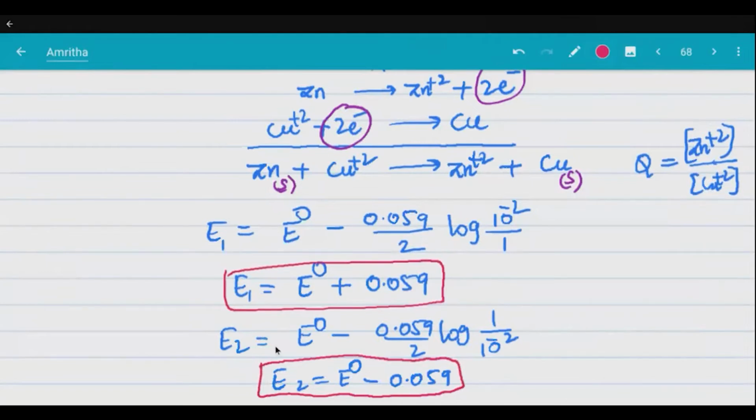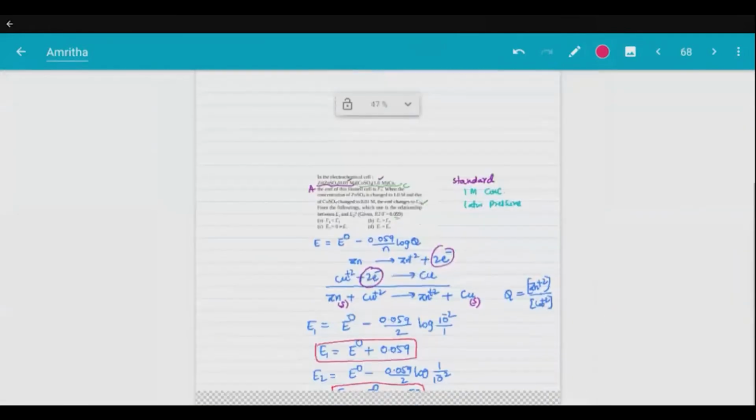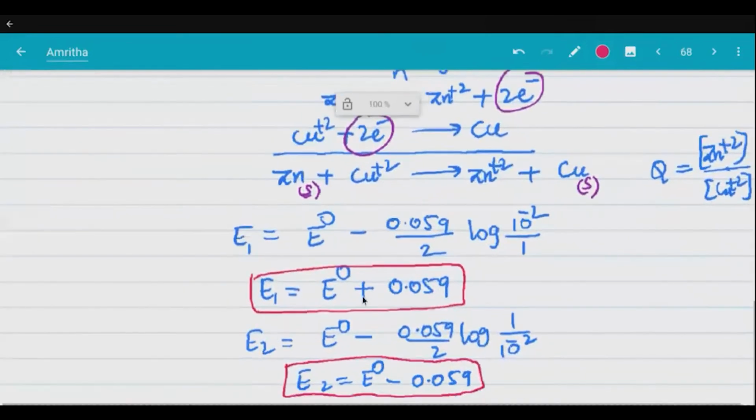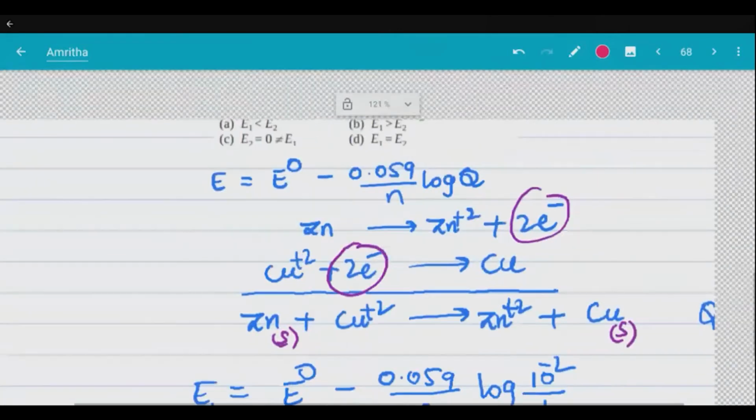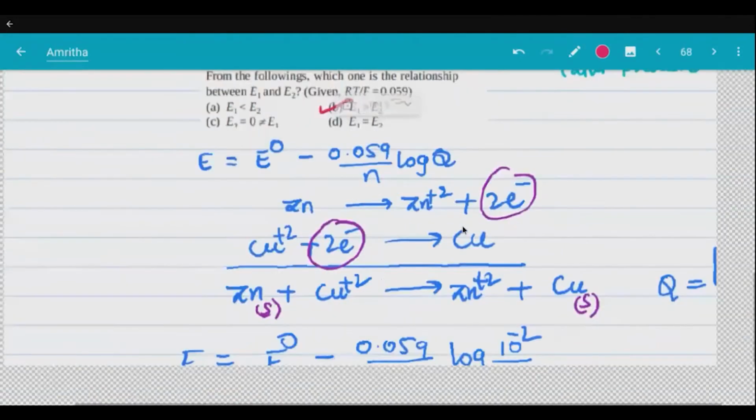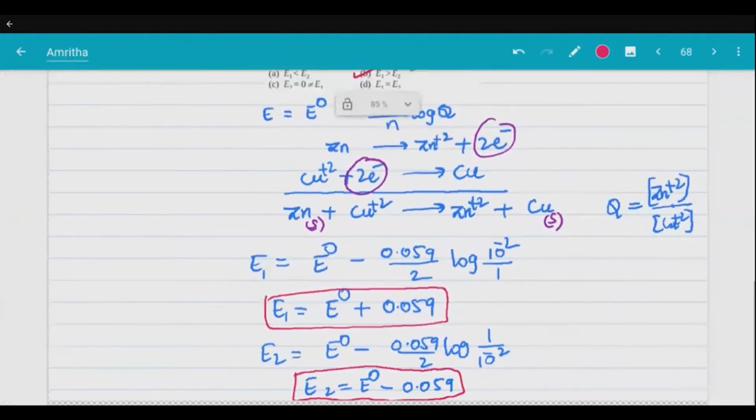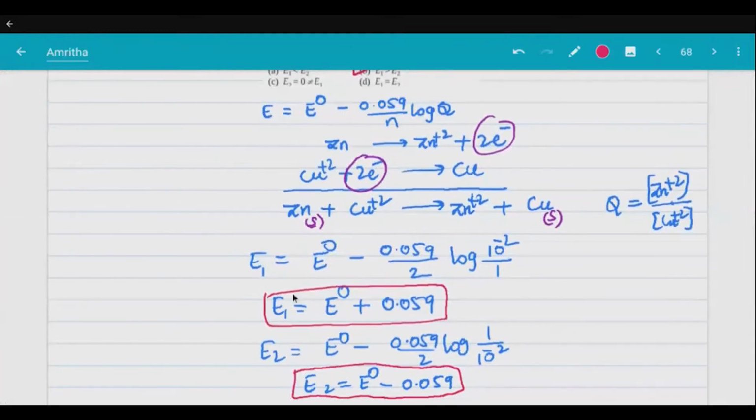So which one is greater? E naught plus something, right? Obviously E1 is greater. E1 is greater, E2 is less. Sorry, E1 is more: E naught plus this. E1 is greater than E2. So option B. Any doubts here? No doubts. Okay, fine. So we'll move on to the next question now.